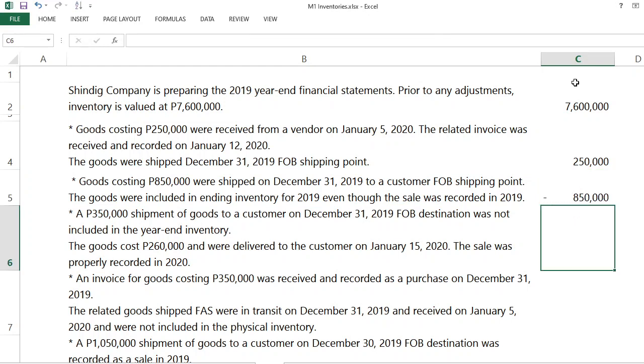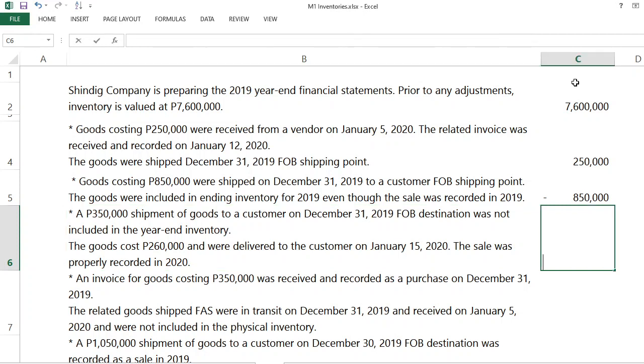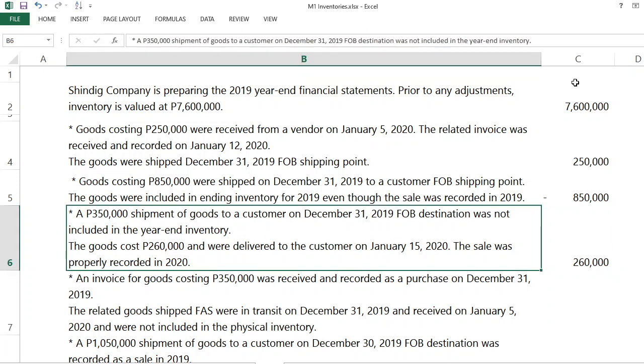Next, a 350 shipment of goods to a customer. Kinsa ta dere? Seller. Sige, nag-ship ta kang customer, FOB destination. So, kung FOB destination, tas kita si seller, dapat atua pa ni. Pero, was not included. Okay, dito kasali, pero dapat kasali pa. The goods cost 260. Ah, okay, si 350 di ay appeal na markup. Mao na tong sales price. When we compute for inventory, again, we are concerned with the cost. Therefore, we will record the 260 or we will add the 260 cost. Okay?